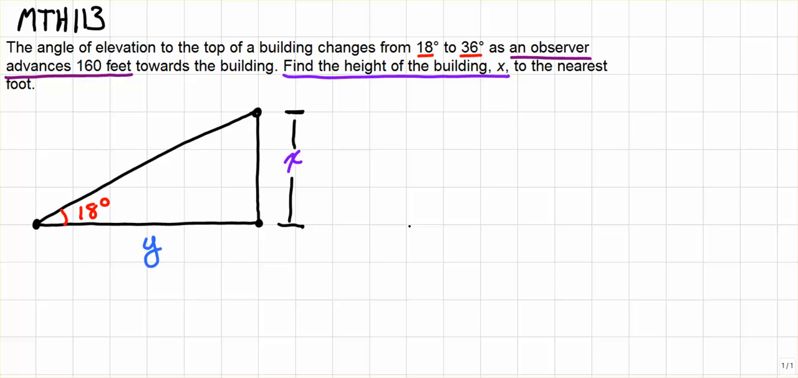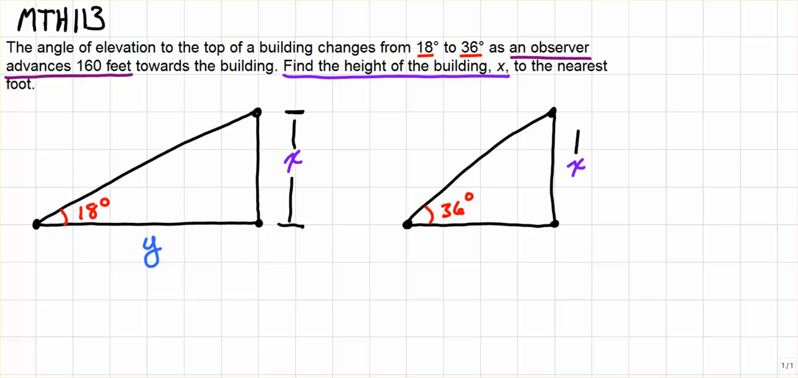Then we're going to draw another triangle. It's going to be a little bit shorter on the bottom side, but the right hand side will be the same height. And we note that this angle is now 36 degrees. Once again, we don't know what the height of the building is. That is x, and we will label it so.